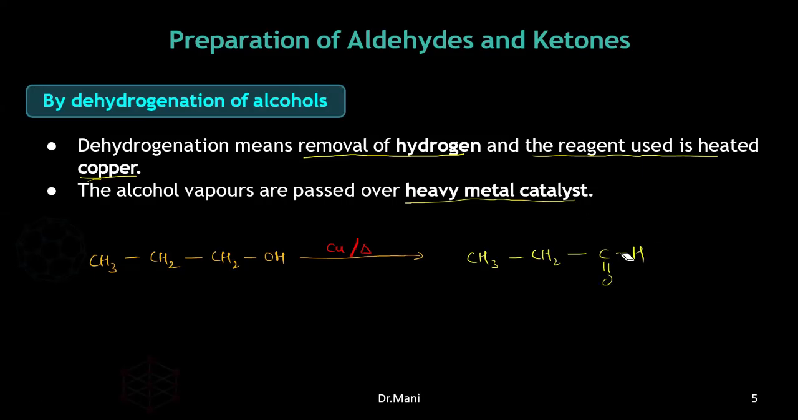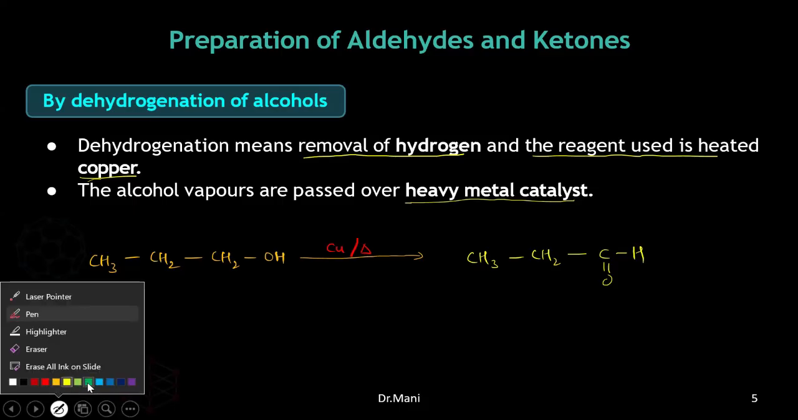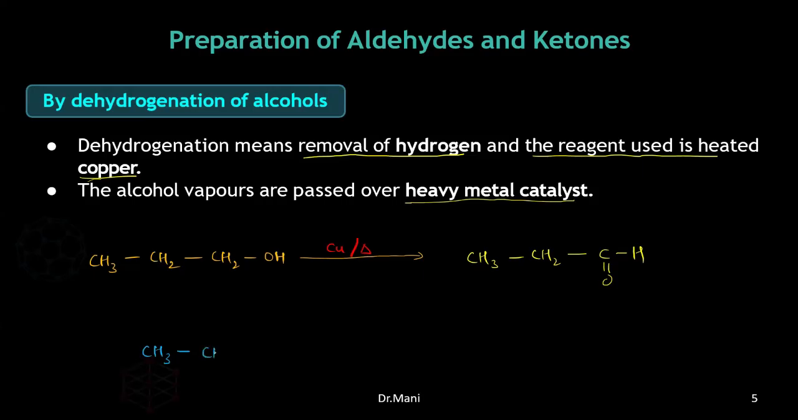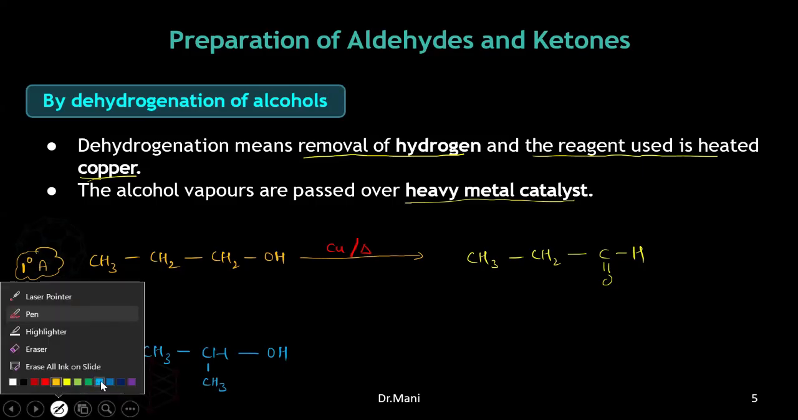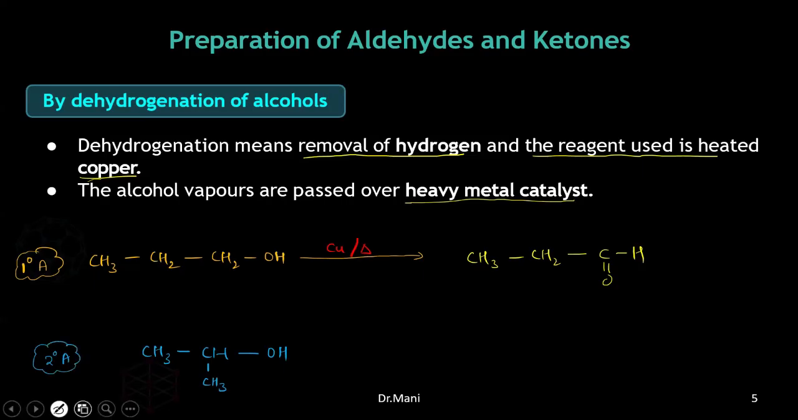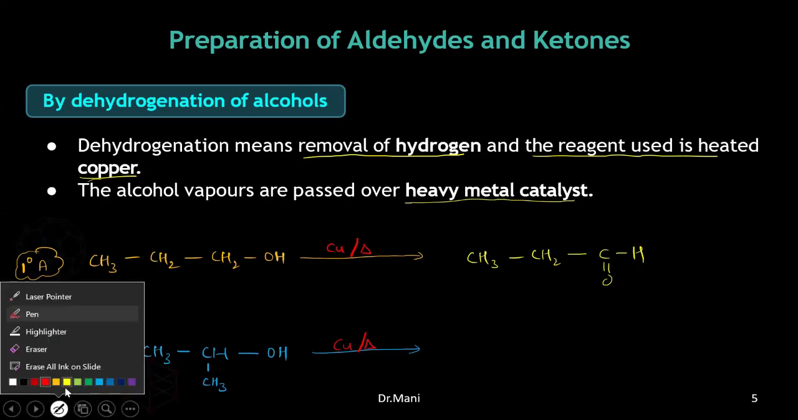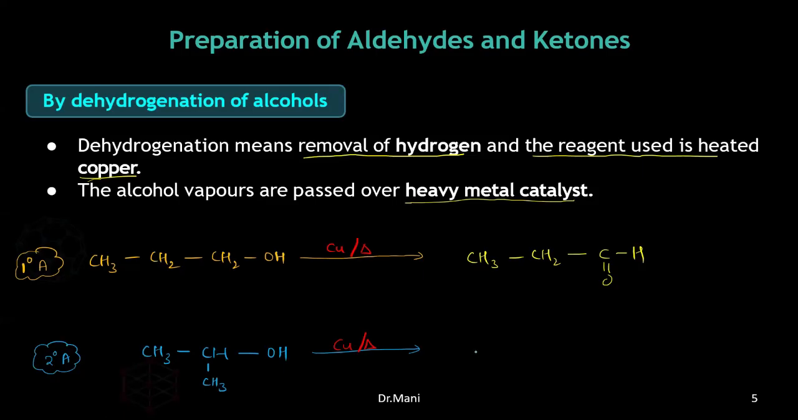So it is the aldehyde. Or you take CH3CHOHCH3. So what is this? This is a primary alcohol, if you see here. And this is a secondary alcohol. This secondary alcohol, in the presence of copper exposed, will convert into CH3COCH3.